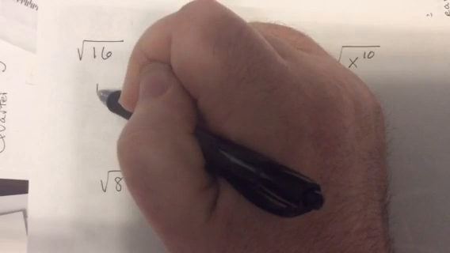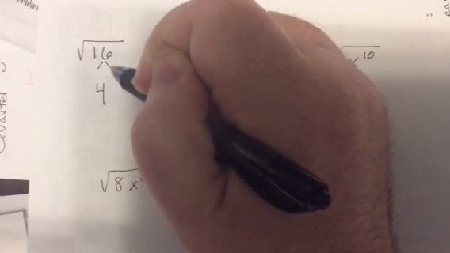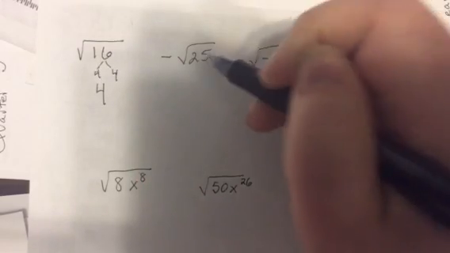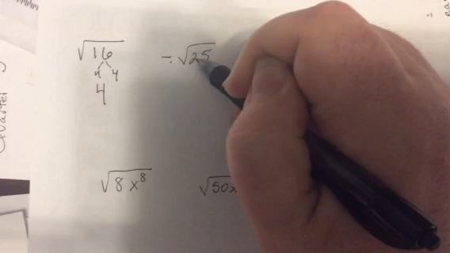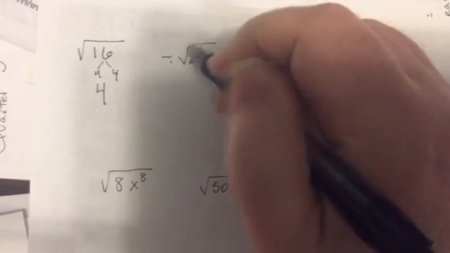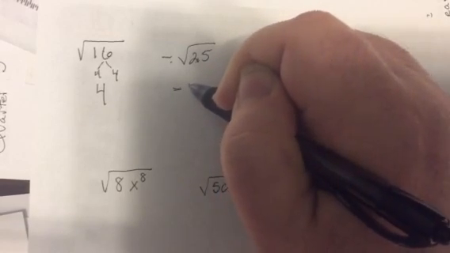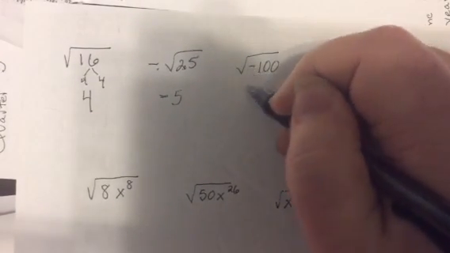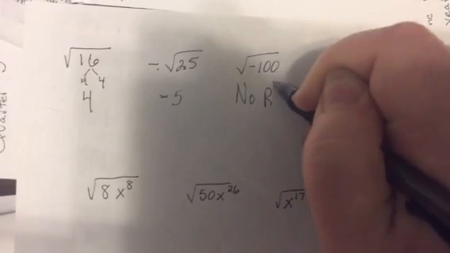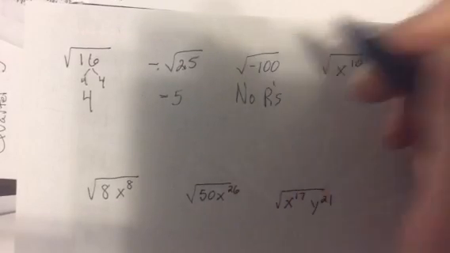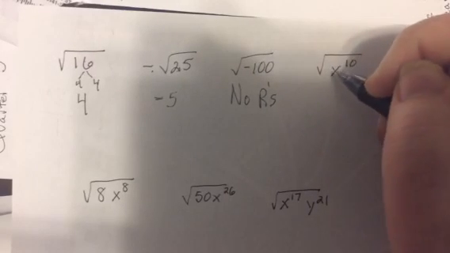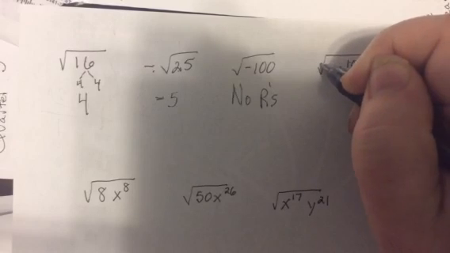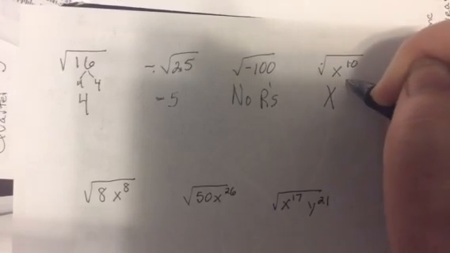Okay, well, square root of 16 is 4, because there's 2 4s in 16. 4 times 4 is 16. The opposite of square root of 25: I need 2 of the same thing, so that would be 5. 5 squared is 25. Now, I cannot square something to get a negative, so that's why that is no reals or no solution. I'll take either one. Now, whenever you have a variable to a power, you just divide it by the index. So square root, you divide this by 2, it's x to the 5th.